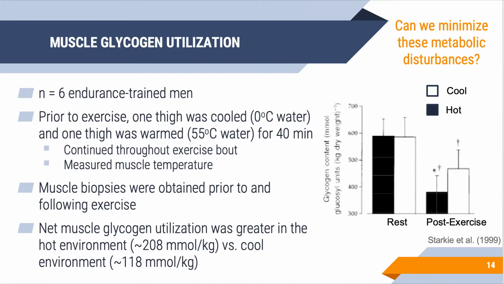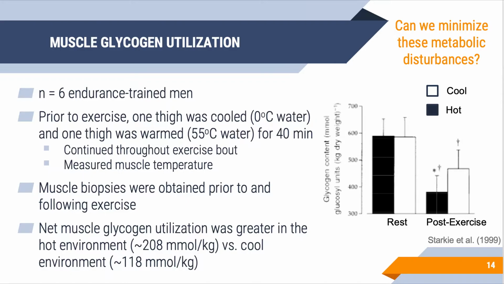So the next thing we want to consider: we've seen these differences in muscle lactate concentrations following exercise in the heat. What about muscle glycogen? So this study looked at 6 endurance trained males, and what they found was that, looking at prior to exercise, one leg was actually cooled.